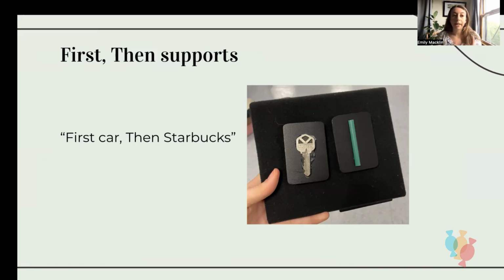So I would say something like first car and then Starbucks, while pairing each with its symbol, guiding her hand over car, signing car, and then guiding her hand over the straw that represents Starbucks. It is an actual Starbucks straw, and then saying Starbucks. Okay, so first then supports can go a really long way. It's simple and concrete language that helps the learner or the individual really understand what's next, what's after that. That anticipation goes a really long way.